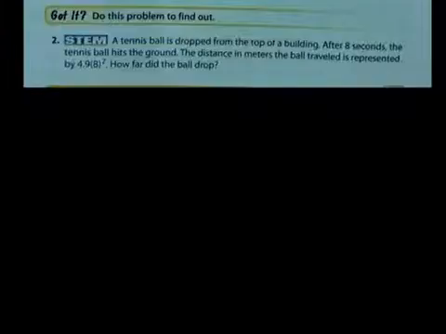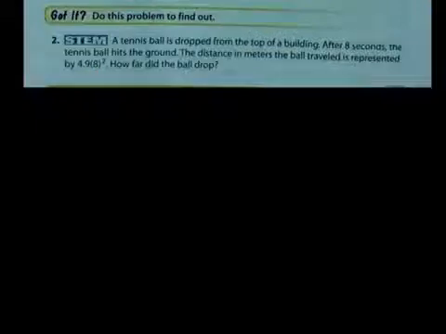Let's try number 2. Here we have some order of operations to do. A tennis ball is dropped from the top of a building. After 8 seconds, the tennis ball hits the ground. Wow, 8 seconds to hit the ground. That's quite a tall building. The distance in meters the ball traveled is represented by this equation, 4.9 times 8 to the power of 2. How far did the ball travel?